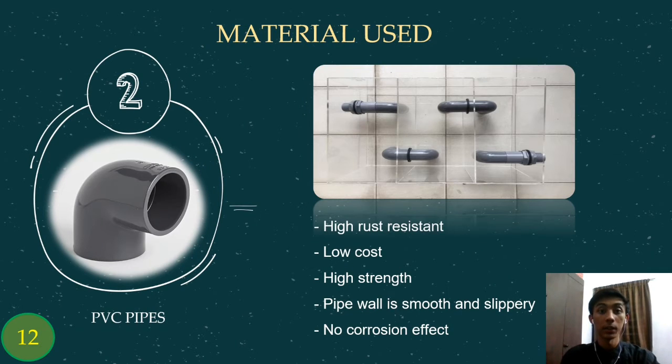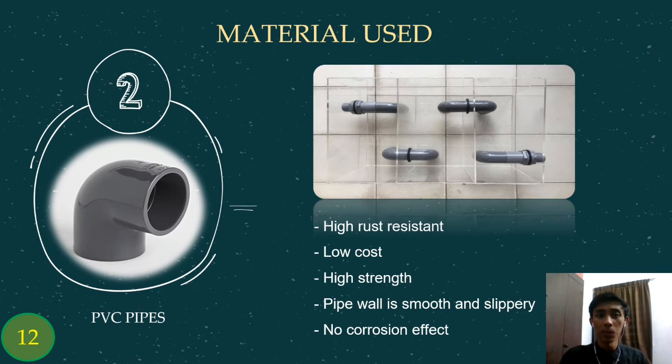So the next material is the PVC pipes. For good water drainage, this project used PVC pipes because while we're dealing with water, we must ensure that the material used does not rust easily. PVC pipe production cost is very low, so we can say it is cheap and affordable.